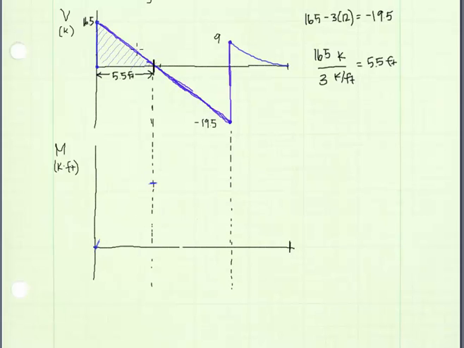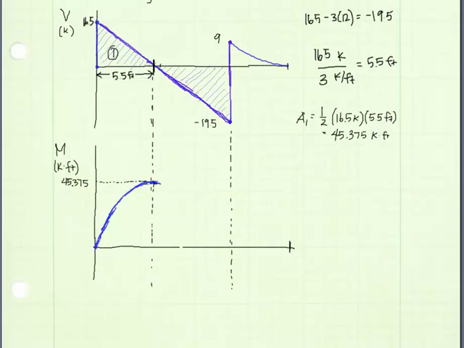The height of our parabola is going to be equal to the area under the shear diagram over the first 5.5 feet. Okay, it's going to look something like that. We'll call this area 1, and we can calculate it. We get for the area 45.375 kip feet.